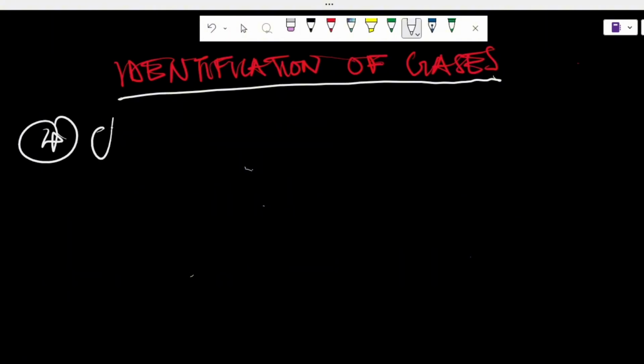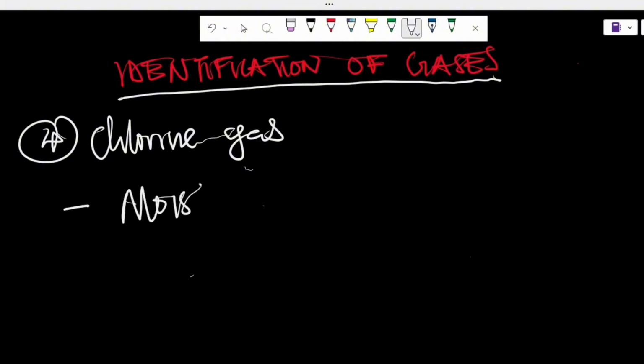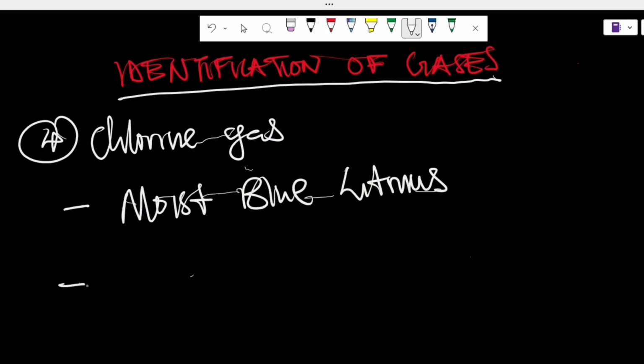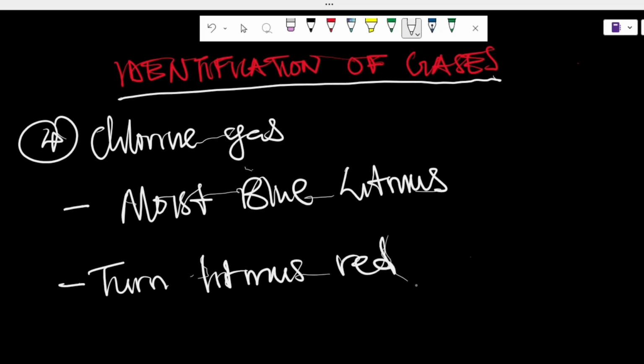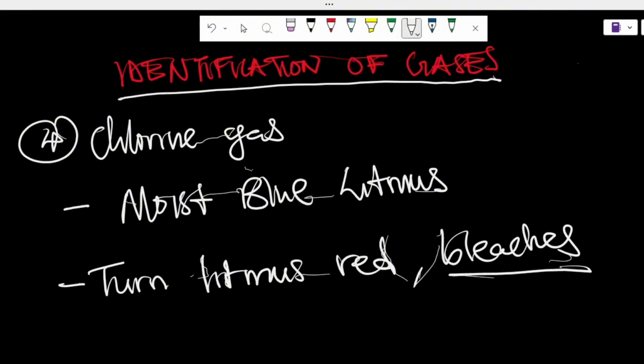Now for chlorine, usually you use or you test it with moist blue litmus. So you use moist blue litmus. And what's going to happen is that this chlorine is going to turn this litmus red and then bleaches it. So it's going to bleach the litmus paper after turning it red. So that's chlorine.